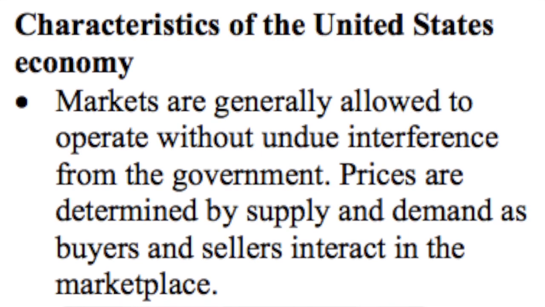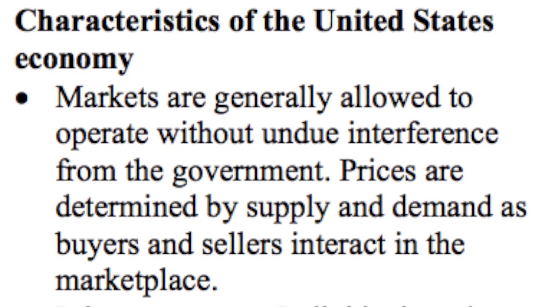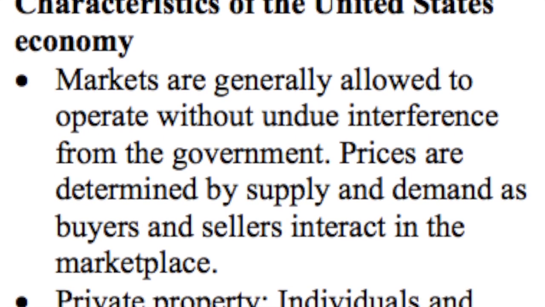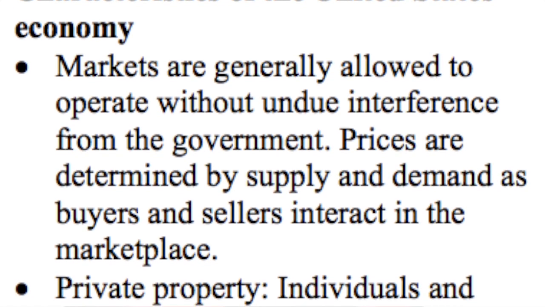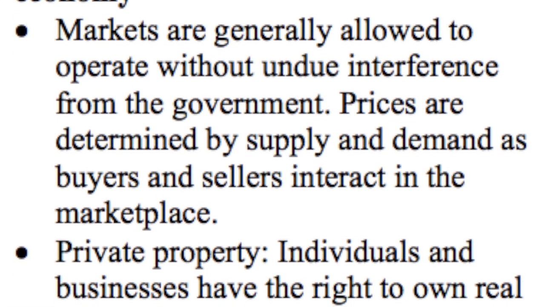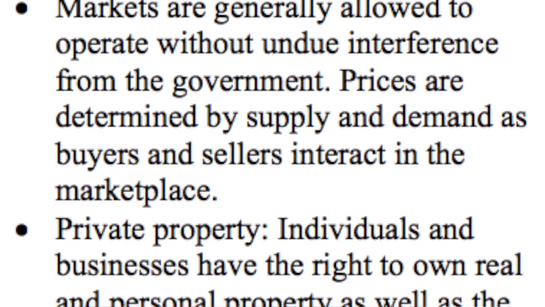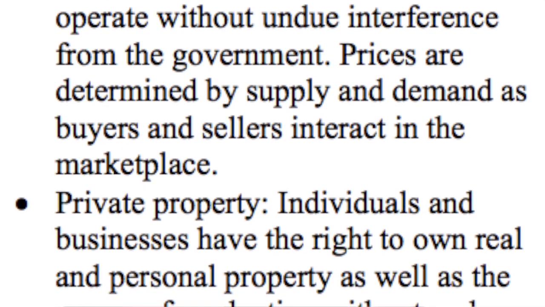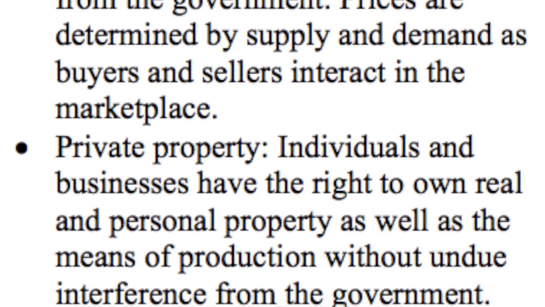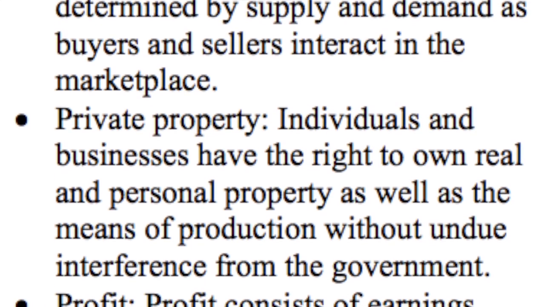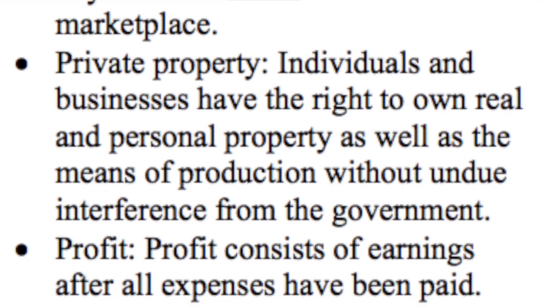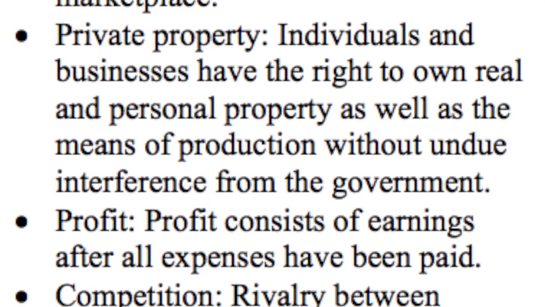Characteristics of the United States economy states that markets are generally allowed to operate without undue interference from the government. Prices are determined by supply and demand as buyers and sellers interact in the marketplace. Private property, which is another characteristic, consists of individuals and businesses that have the right to own real and personal property as well as the means of production without undue interference from the government.